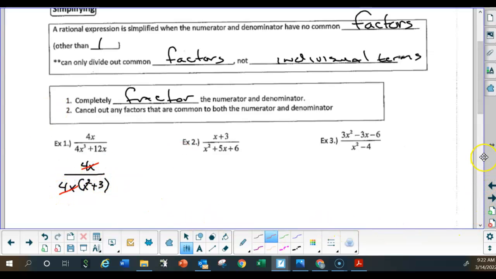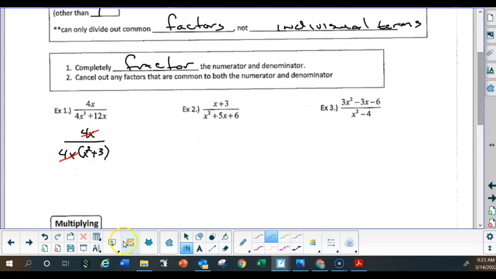And that just leaves me with that one term in the denominator, and the numerator becomes 1 because it canceled out. So we have 1 over x squared plus 3, and that is all we can do with that. We can't do anything more. Can't factor it anymore or anything like that. All right, let's look at our second example.